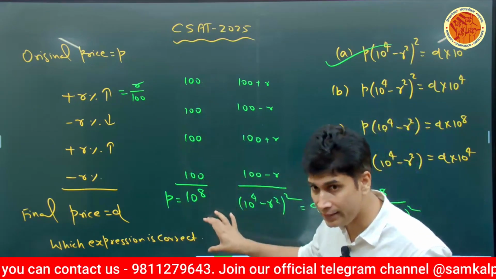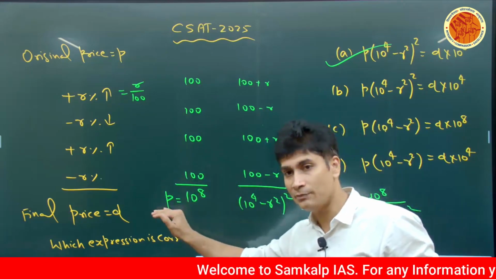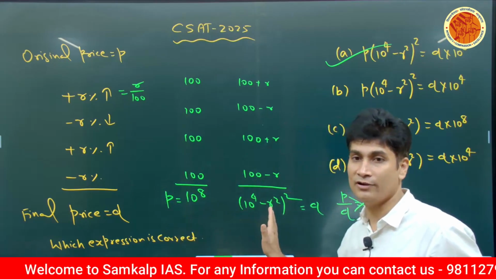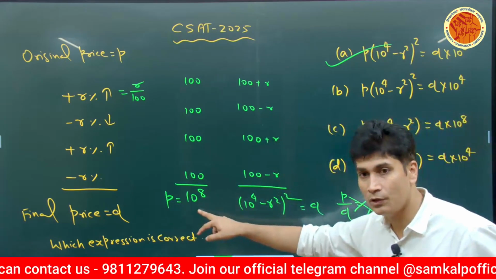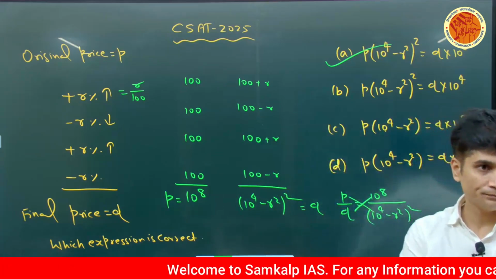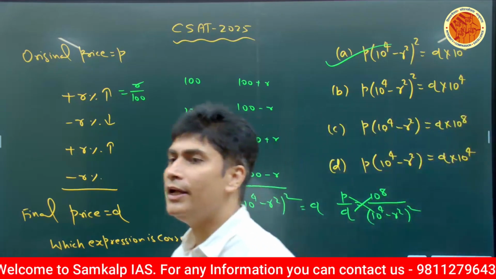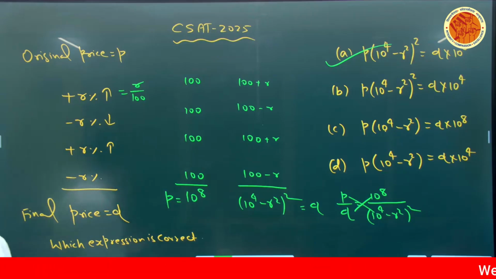That's why multiply this side, multiply all the numbers of this side. This side will be represented by the original number, and this side will be represented by the final number. That's why I am writing P upon Q is equal to 10 to the power 8 upon this, and cross multiply. You have got the relation. This is one thing. Okay, suppose you say, can we do it with another method? Yes, we can do it with the other method.